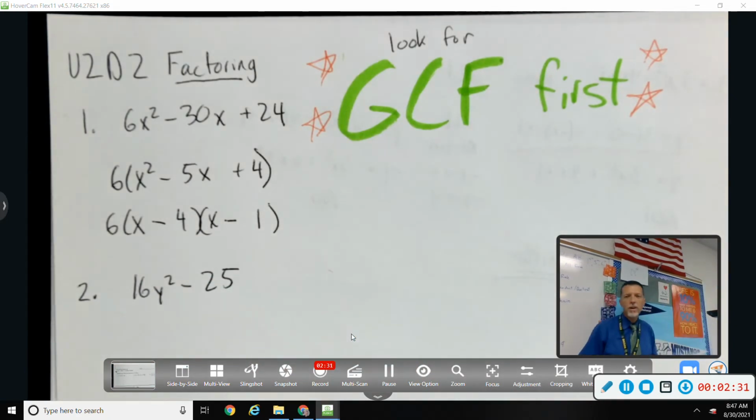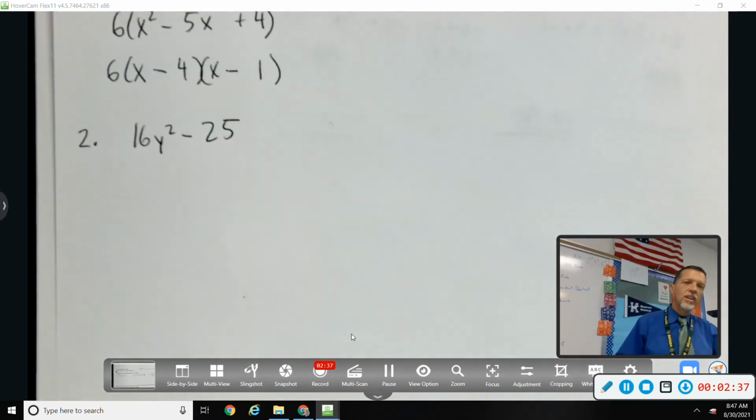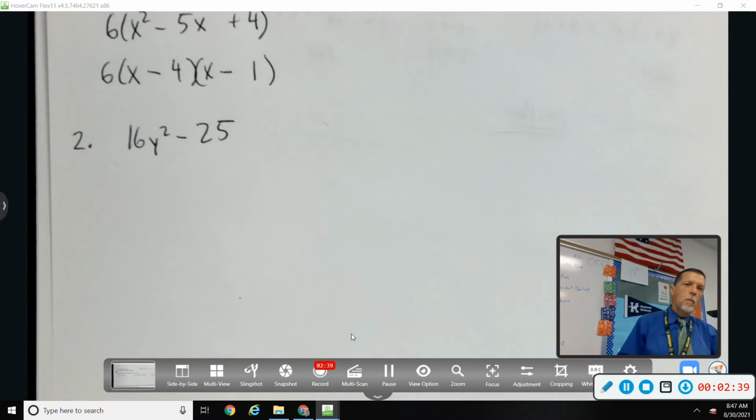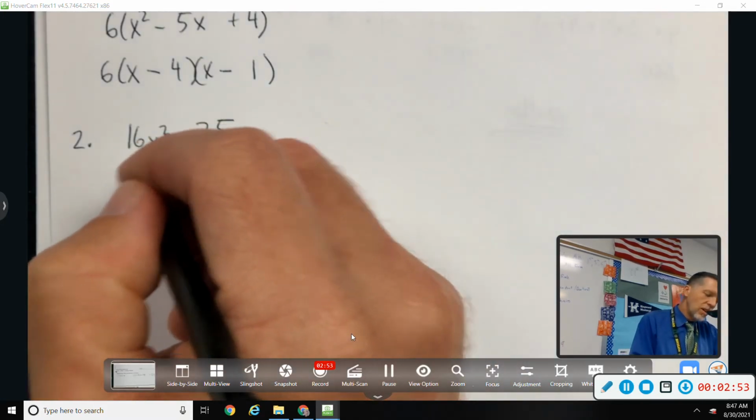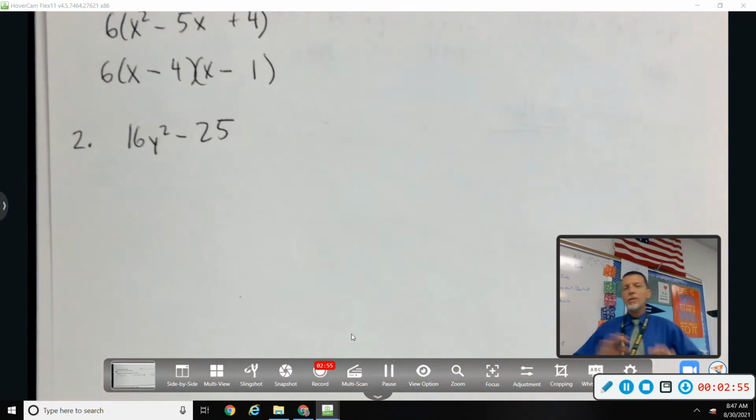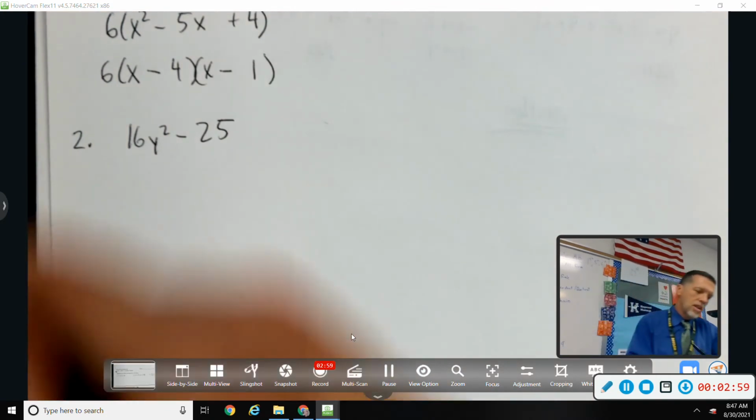16y squared minus 25. You recognize y squared, you can't. There is no GCF. That's true. It's not a function because of the y squared, but we're not worried about function or not. We're worried about factoring. I mean, you could just use a number.